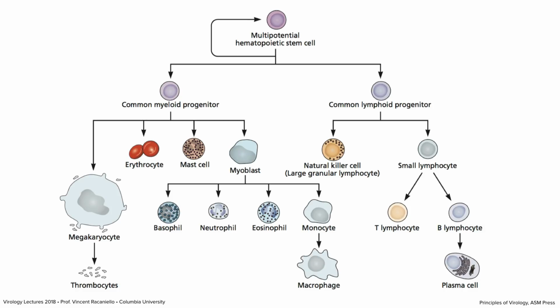So these stem cells bifurcate very early on into one of two kinds of progenitors: the lymphoid progenitor, which gives rise to NK cells, T cells, and B cells. Those are the lymphocytes that we just defined. And the common myeloid progenitor, which includes everything else. And today's discussion will include macrophages and monocytes.